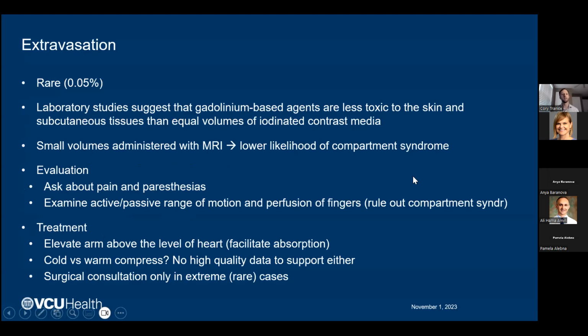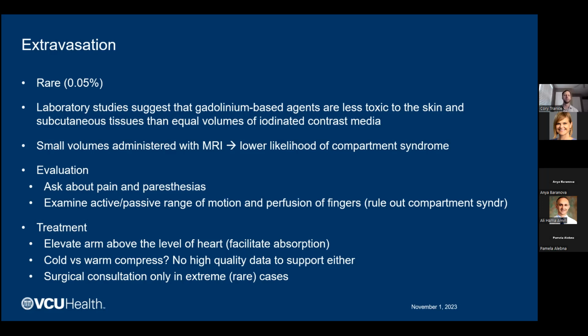Extravasation of the contrast agent is a rare event in general. Laboratory studies suggest that gadolinium-based contrast agents might be less toxic to the skin and soft tissues than equal volumes of iodinated contrast media. And usually with the small amounts that we're using, there's a pretty low likelihood of compartment syndrome.